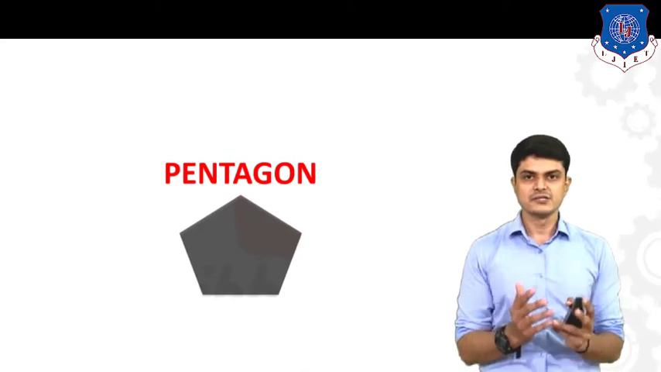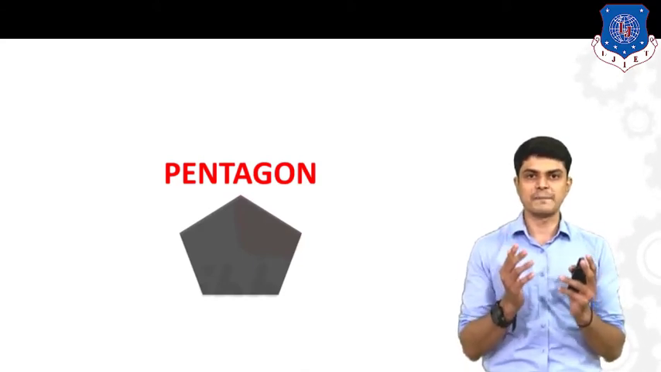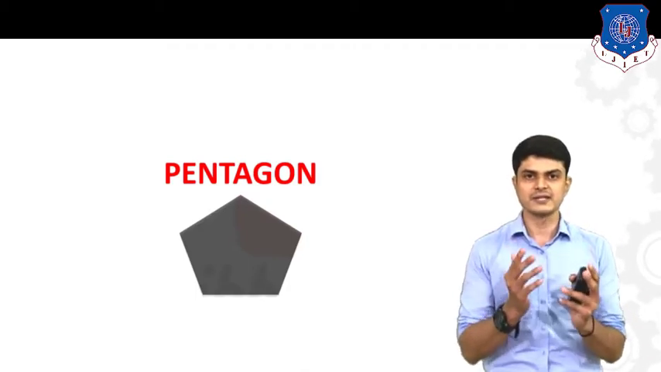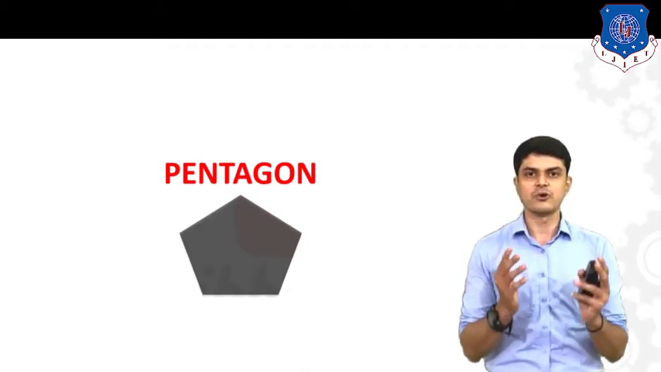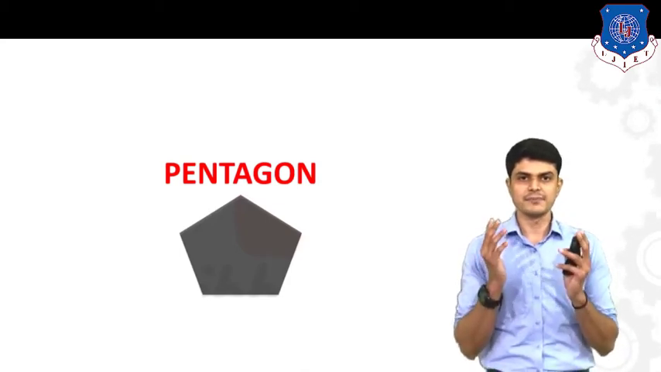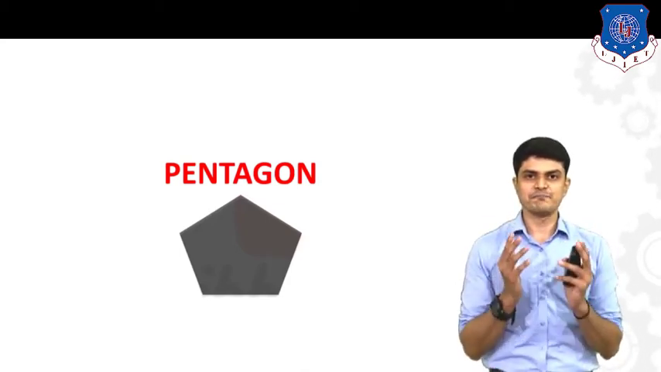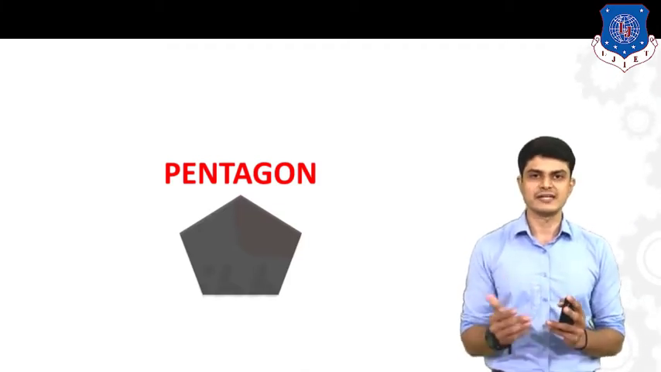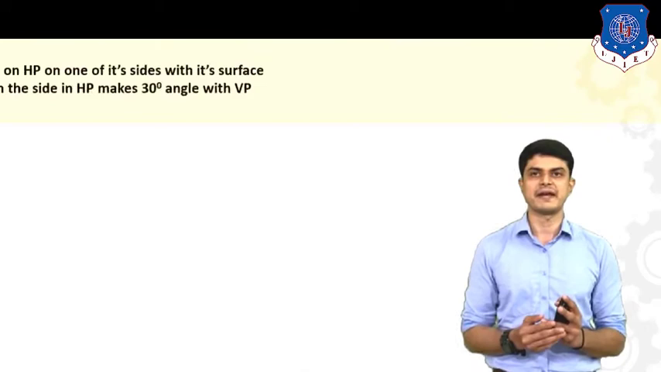108 degrees. If you don't know how to draw pentagons, you can refer to my previous lecture based on geometric construction, and you will get to know how to draw a pentagon easily. So after getting that understanding of the pentagon, let us solve a few examples based on it. Let us start with the first example on the pentagon.